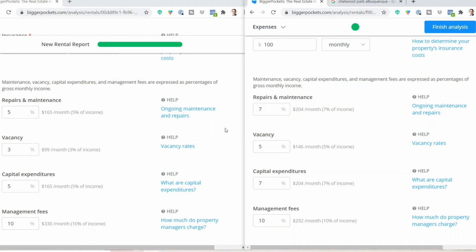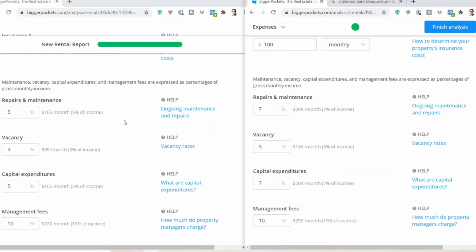Now, this is where the actual properties really differentiate. You can see so far it's been less expensive to own property B over here on the right in comparison to property A over here on the left. But where we really want to do our calculations is in how much it's going to cost us to hold on to this property above those fixed expenses.